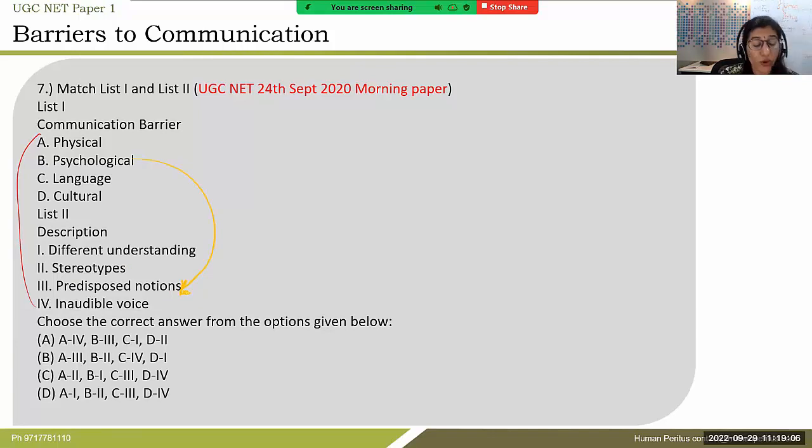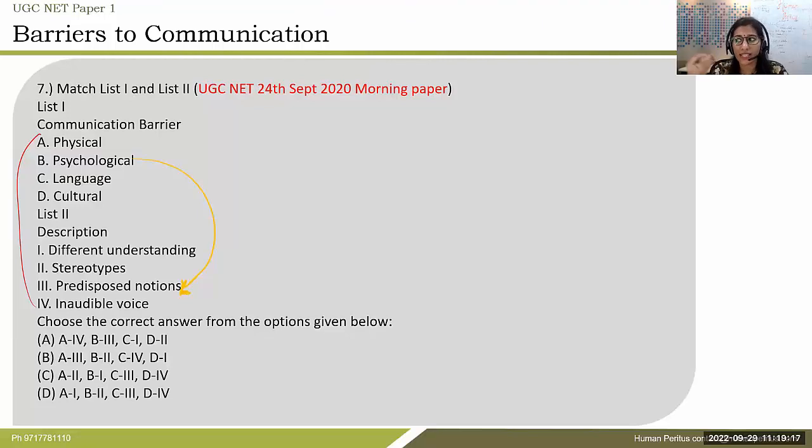Predisposed notions are when you have made up your mind regarding something beforehand, that this is going to be like this. All right, so this can hamper the communication, because what the sender actually wants to convey to you, you already have a mindset that this message is going to be like that, or it is going to be a negative message. Even if it is telling you something positive, you won't take it that way. All right, so this becomes a kind of psychological barrier.